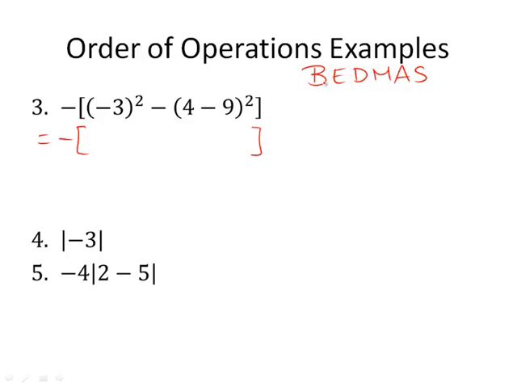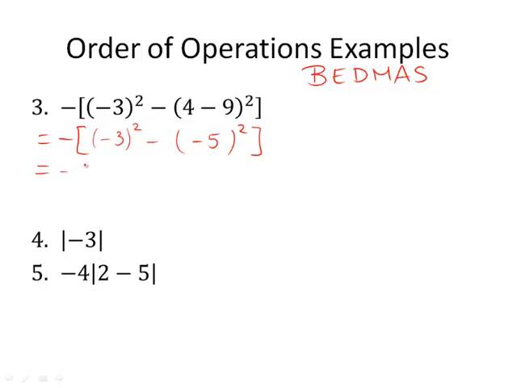And inside, we have to start over. We look for, are there any other brackets we need to complete inside? Yes, we have this negative 3, which is not really anything we have to complete, so we just rewrite it. But this here, 4 minus 9, has to be completed. 4 minus 9 gives us negative 5, which is then squared.